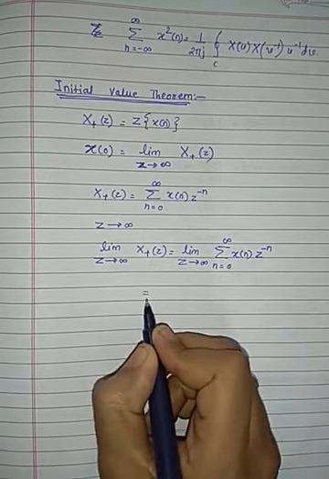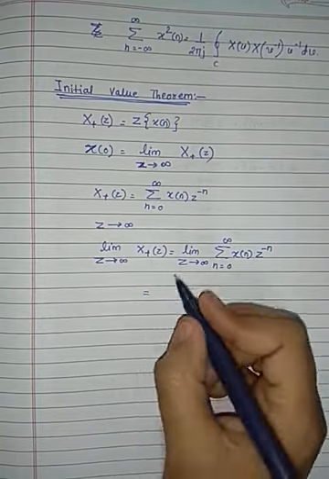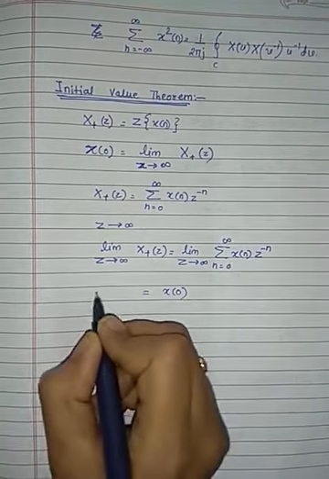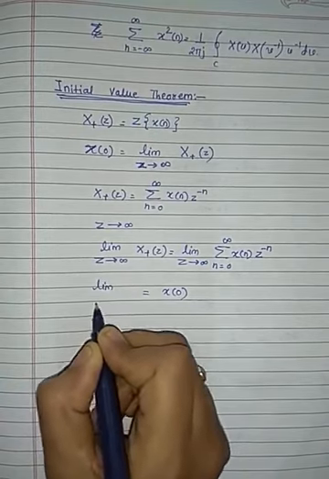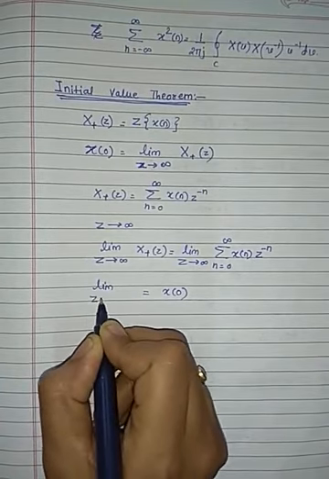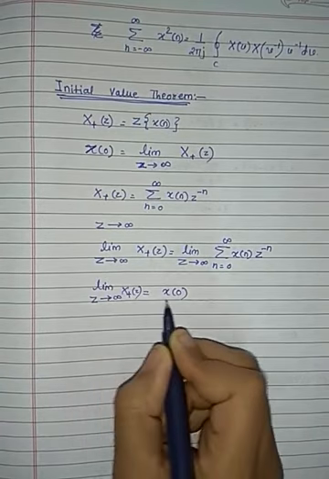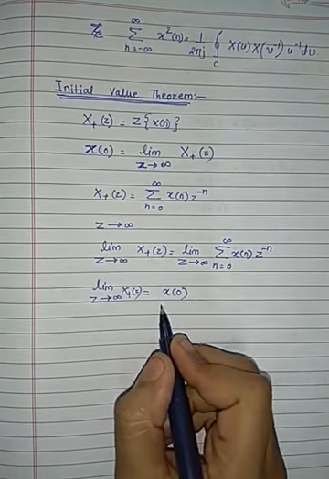Okay, so here we have the term x of 0. Hence we proved the initial value theorem as the limit as z tends to infinity of X plus of z is equivalent to x of 0.